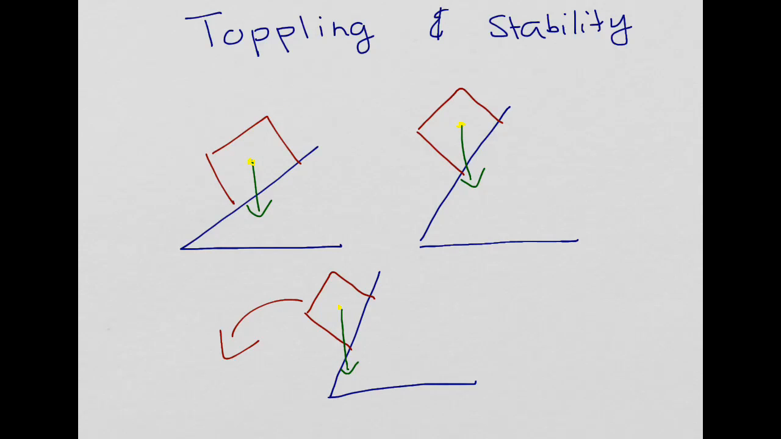So the rule for toppling is that if the center of gravity is supported by the base, then it will remain upright. Otherwise, it will topple. So we see in this last example, the center of gravity, this line, was not within the area of the base. Therefore, it toppled.